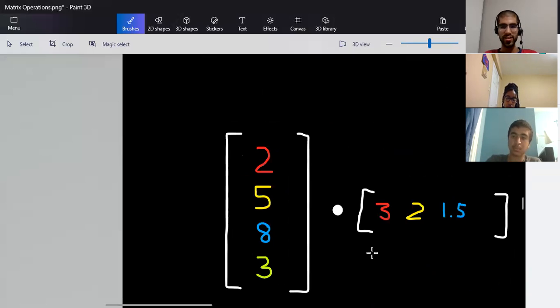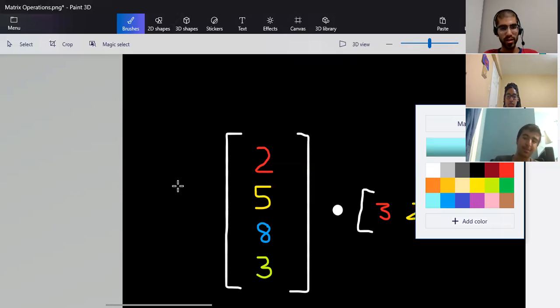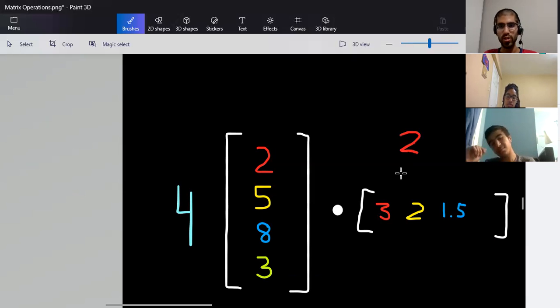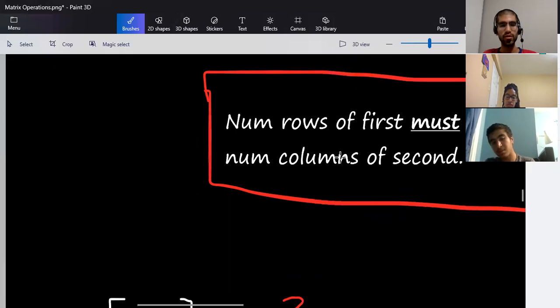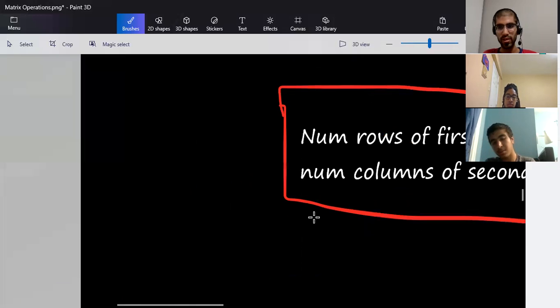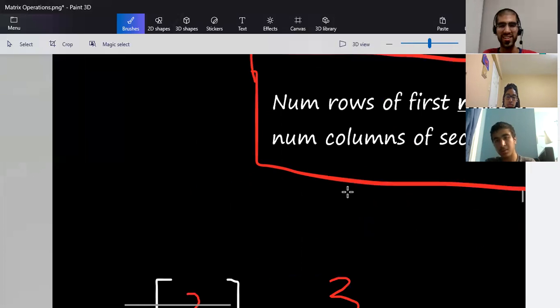Now, does anything look strange here to either of you guys or gals? Wait, no, there's 4 values in the first vector and 3 values in the second. So we have 4 rows here, but we only have 3 columns here. That's not gonna work, because that's what we said above. You can't do this. You have to have the number of rows of the first equal to the number of columns of the second.